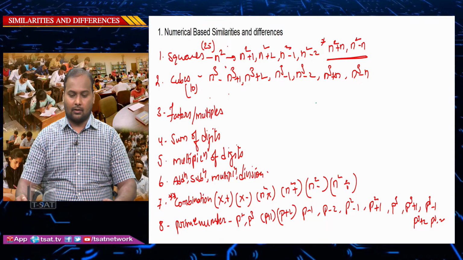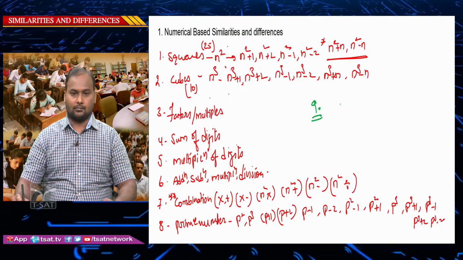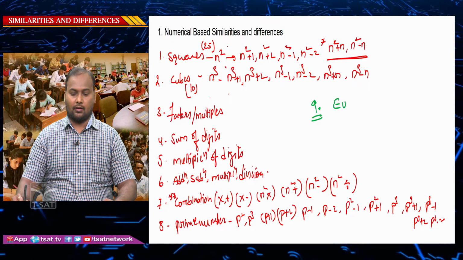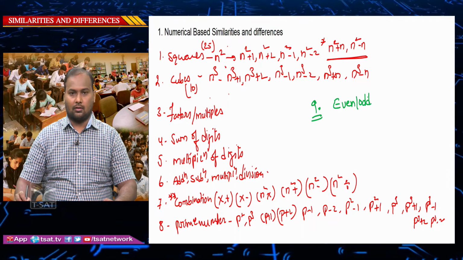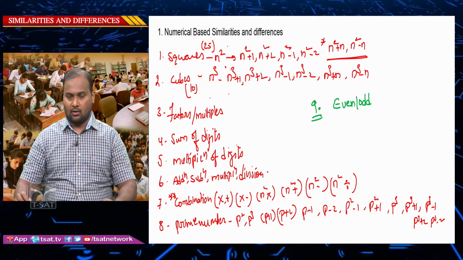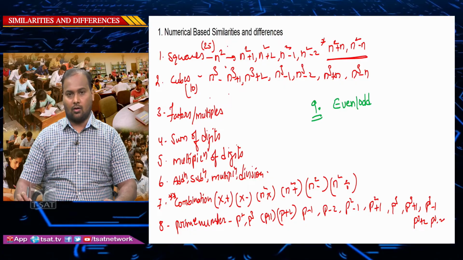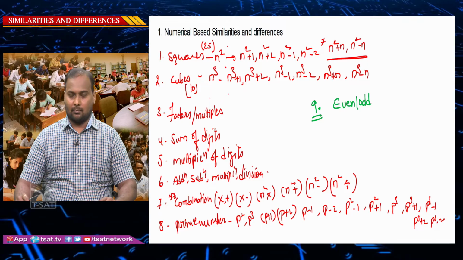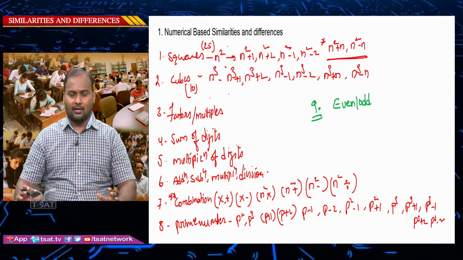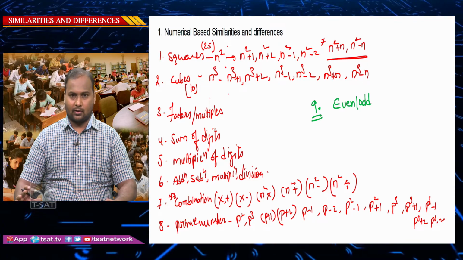The next type that we are going to see is the 9th type, which is based on even or odd. In these questions generally 3 options will be even numbers and 1 option will be an odd number, or 3 options will be odd numbers and 1 option will be an even number. So these are the different areas where a question might be asked.